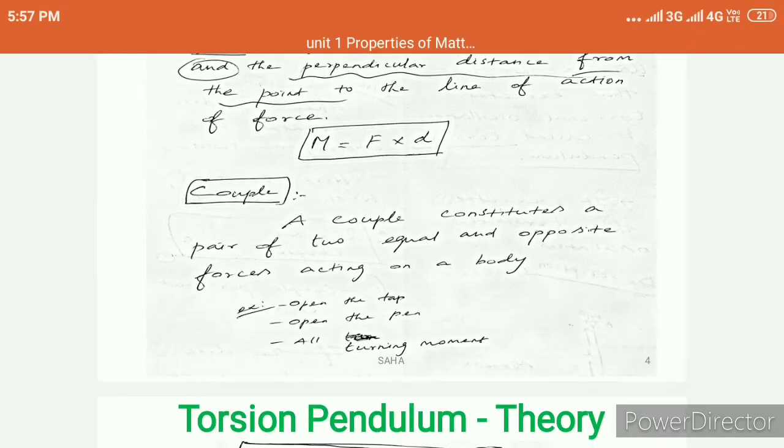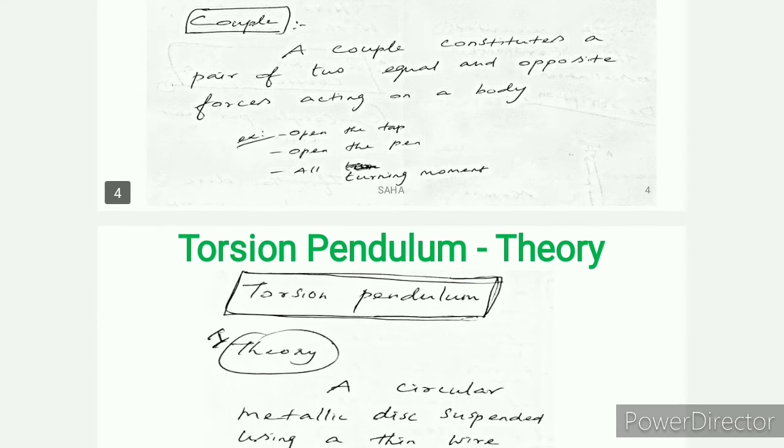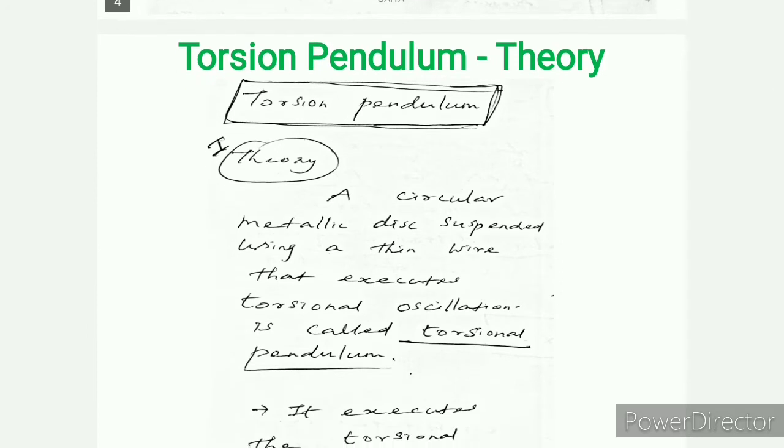Next question is a couple. This is also a 2-mark question, Part A. A couple constitutes a pair of two equal and opposite forces acting on a body. So a couple means two equal and opposite forces. Examples: opening the tap, opening the pen, and all turning movements. In all turning movements we get two forces, one clockwise and another anti-clockwise.